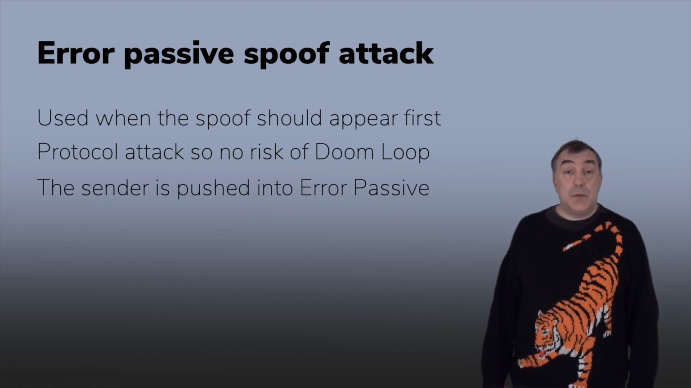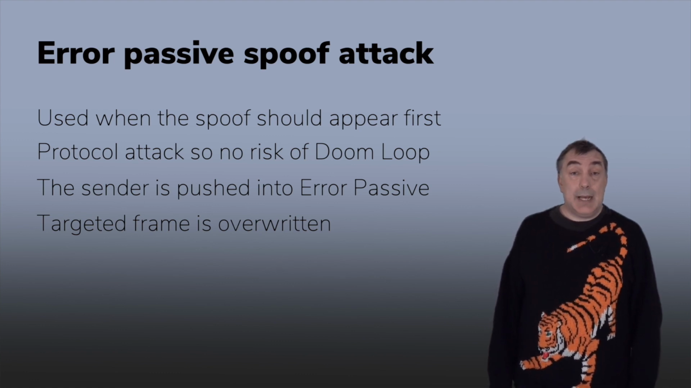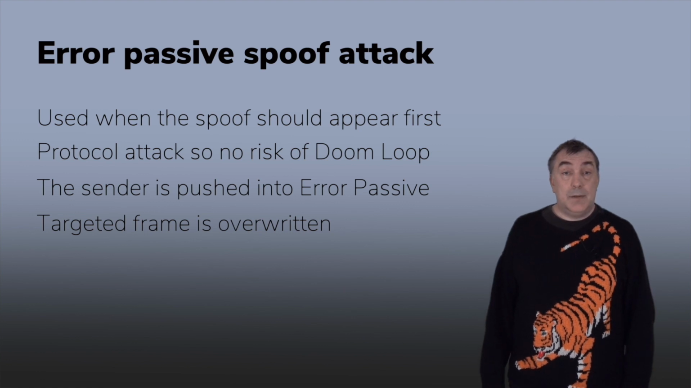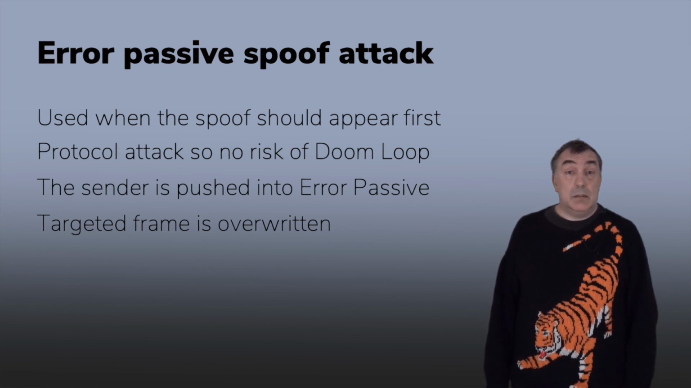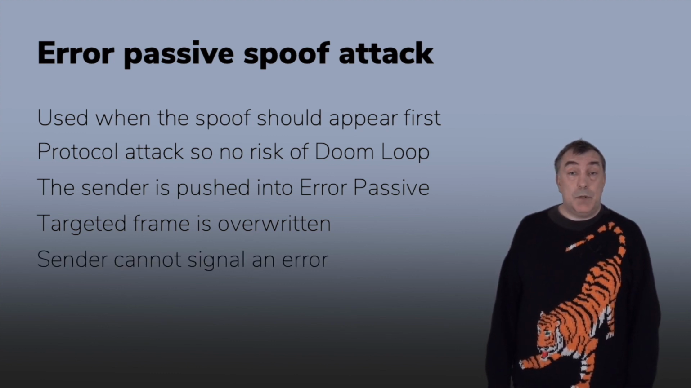Then the software waits for the real frame to start being sent. When the software sees the frame ID, it starts overwriting the rest of the real frame with the rest of the spoof frame. Receivers see the spoof frame at exactly the same time as the real frame, but with the spoofed contents. The sender cannot signal an error and stop that frame because it's in error passive mode. Let's go back to the lab and see the error passive spoof attack carried out for real.